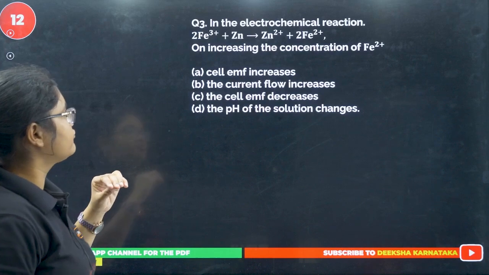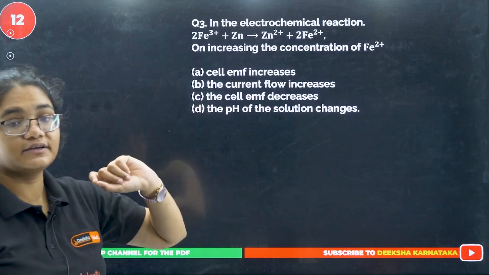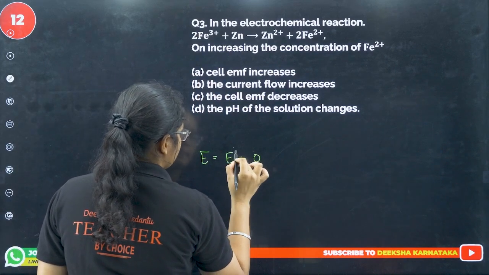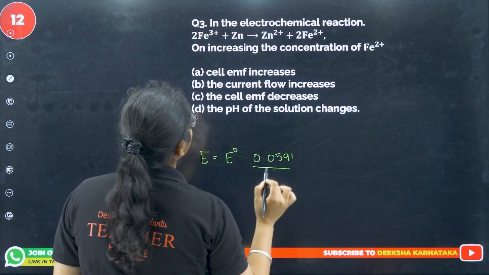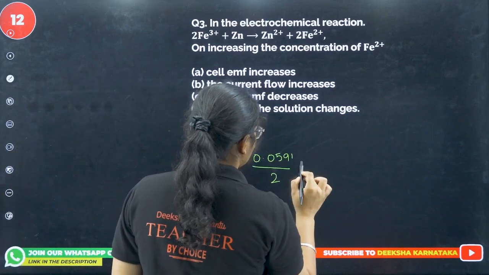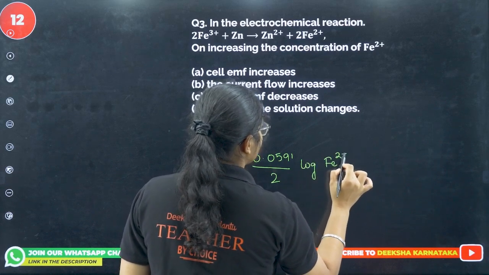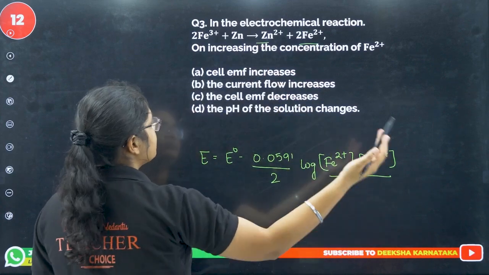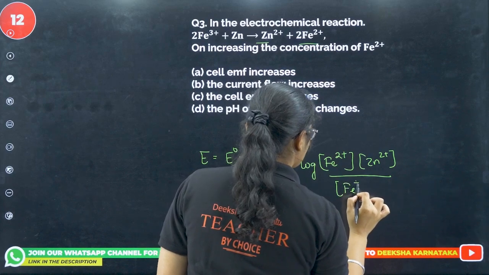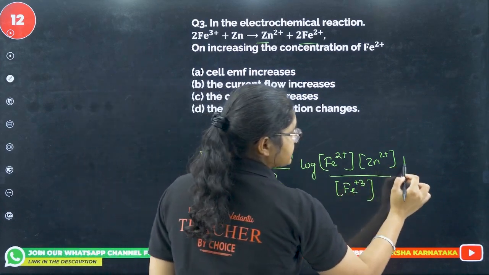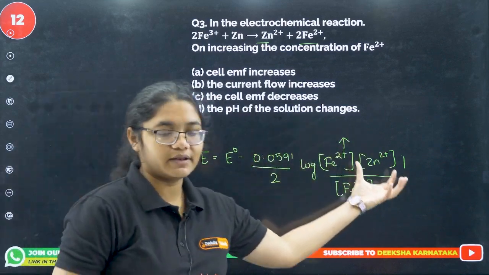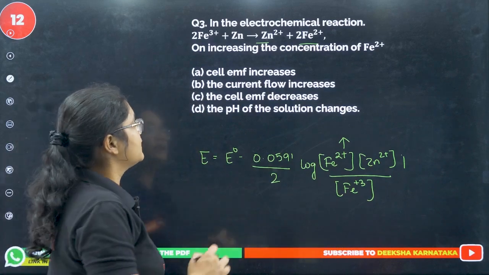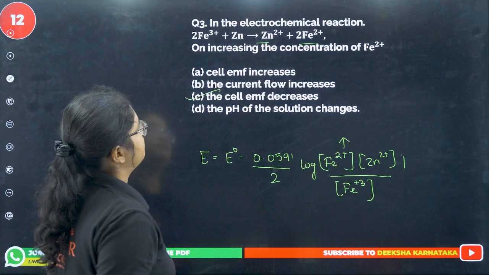Next question, in the electrochemical cell reaction, on increasing the concentration of Fe2+, what will happen to the EMF of this cell? You have E of the cell minus 0.0591 by, we have n again 2, log of Fe2+, then you have Zn2+, and these two ions are present on the left hand side or the product side, divided by Fe3+. The question is saying that you are increasing the concentration of Fe2+. That means this numerator will increase, this whole fraction will increase, and you are subtracting a bigger number, so the EMF of the cell will decrease.